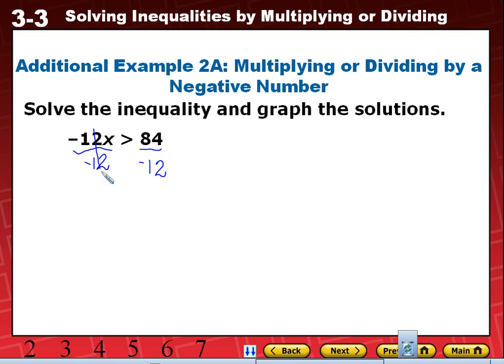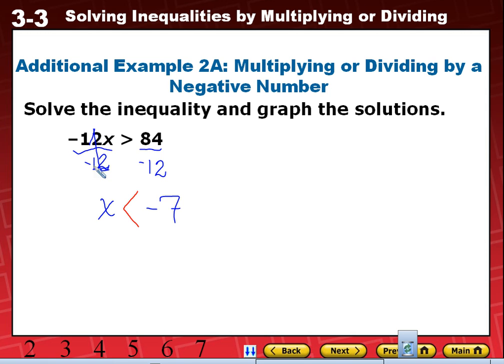Let's see. Negative 12 divided by negative 12 is 1. 1 times x is x. So we're left with x less than negative 7. Think about it. What did you just notice right now? Yep. Did everybody notice that we flipped the inequality symbol? Yes, we did. So what does that mean?